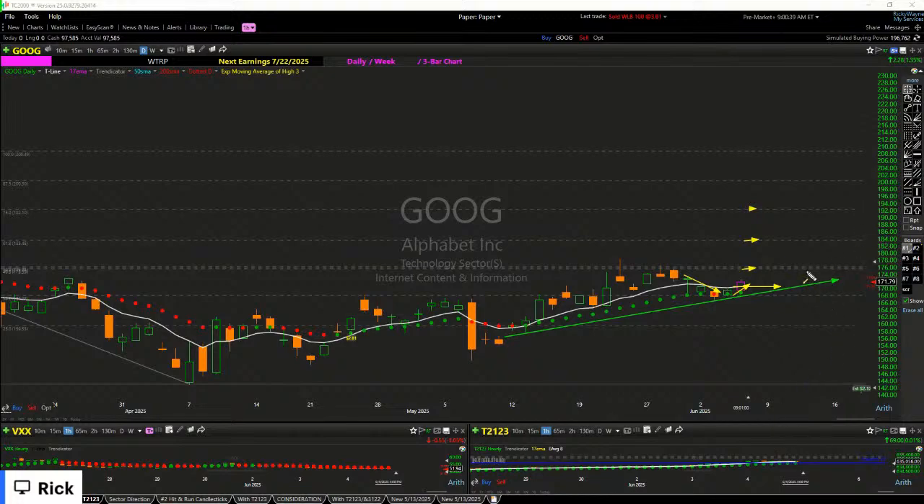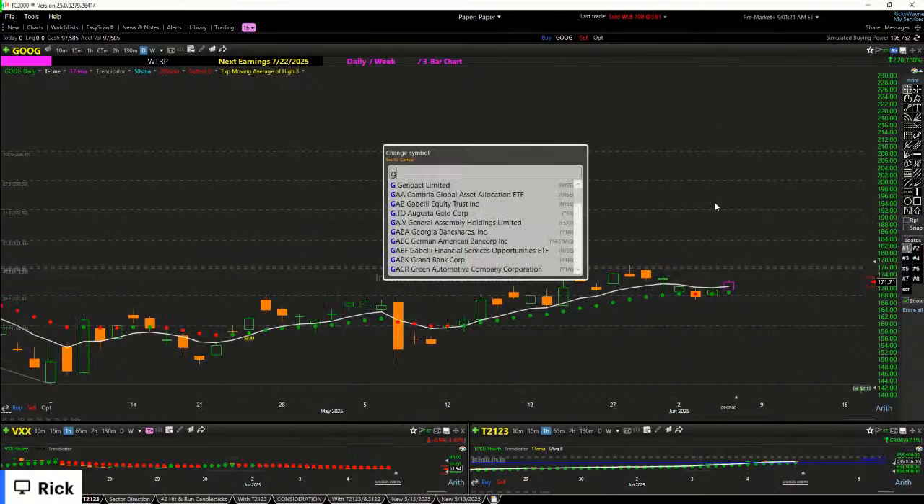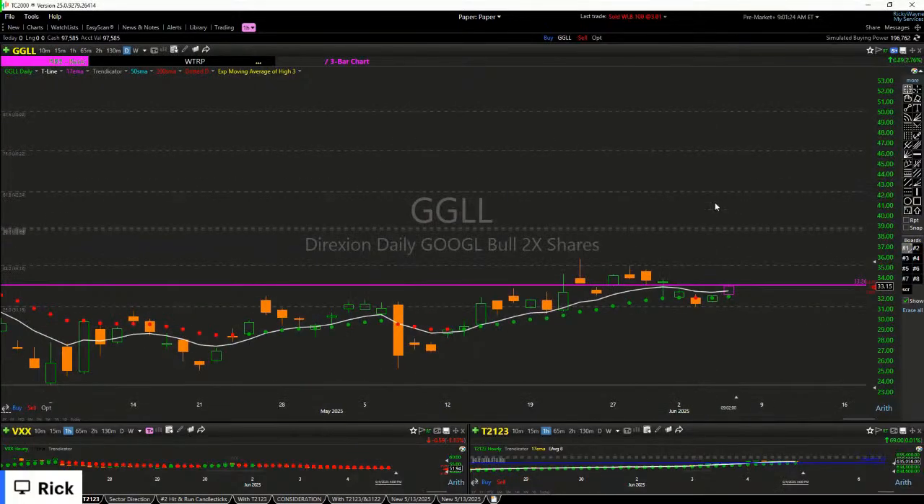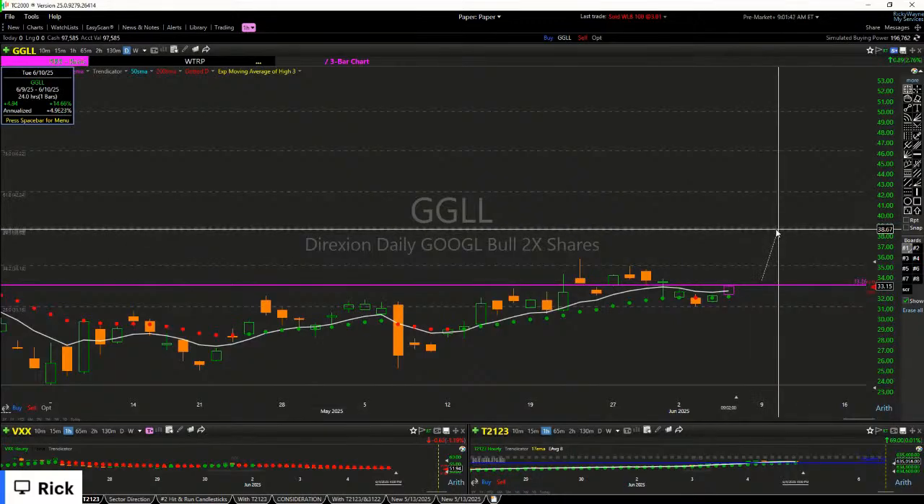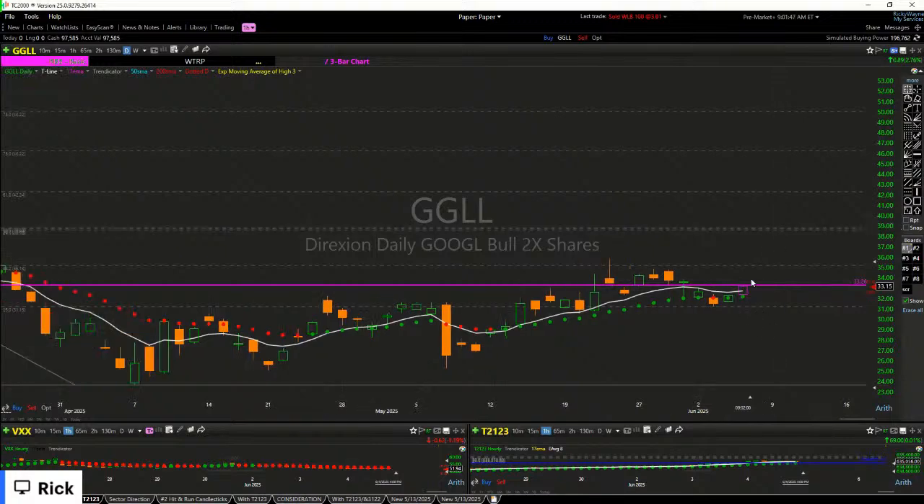A 184, 192. For those that Google is too expensive, GGLL. I already own this in the larger account. I'm looking to buy it in my smaller account as well. But look at GGLL, 33 bucks instead of, I don't know, whatever it was on Google. But this is a great way to play it. And up there, the 50% retracement, what do we have here? 14, 15% up there.